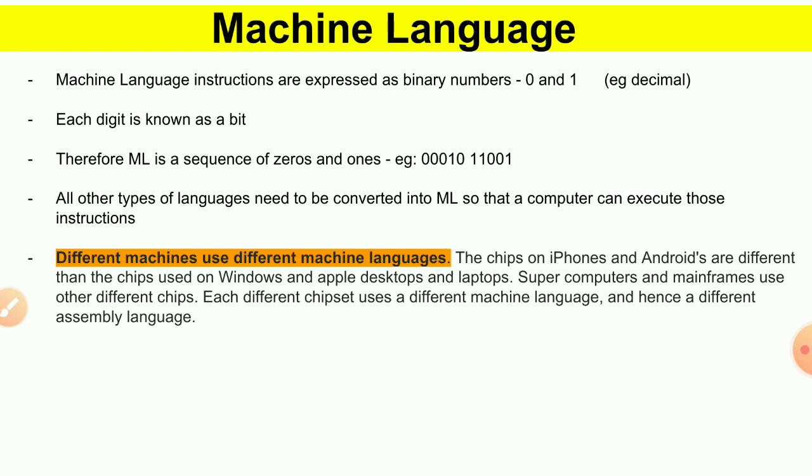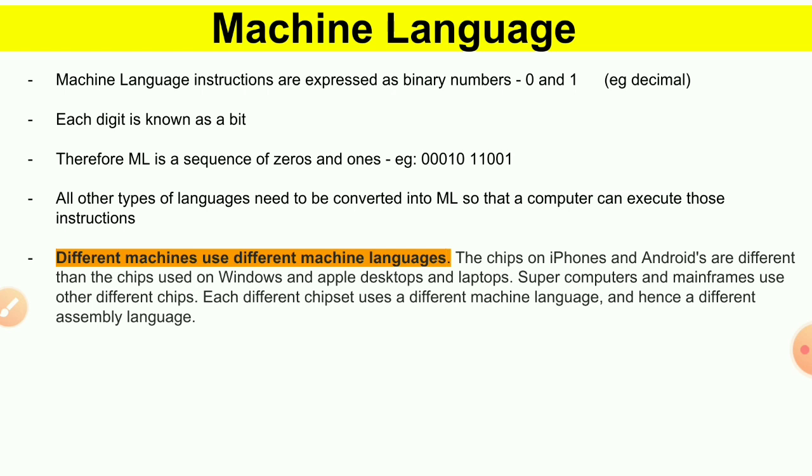Whereas if you execute the same sequence, 1001, in a Windows machine, in a desktop machine, that will convey something different to that particular hardware. So this is what is meant by different machines use different machine languages.